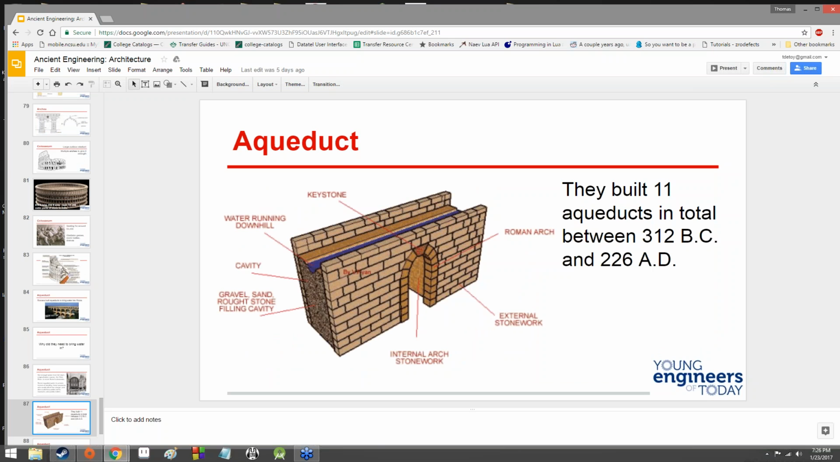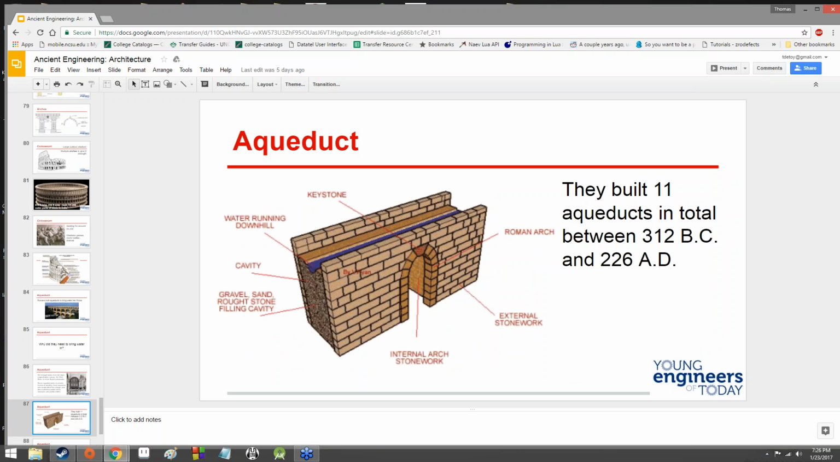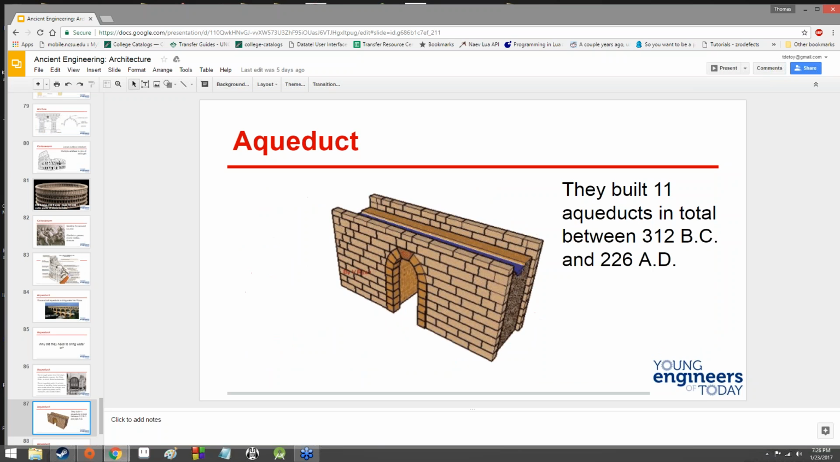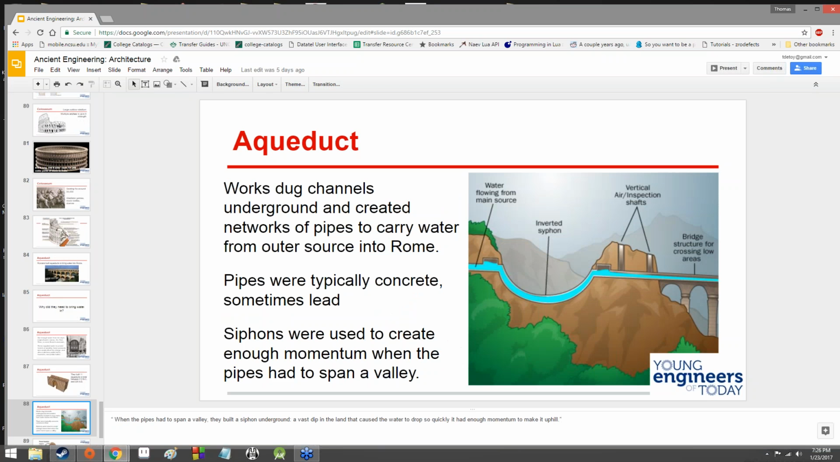So they built 11 aqueducts in total between 312 BC and 226 AD. You can see this nice little GIF here. Cavity, yep. Archways, everything ran downhill. Stonework, keystones, water. Yep, that's really fast to read. But yeah, so basically workers dug channels underground and created networks of pipe to carry water from the outer source of the Tiber into Rome. And the pipes were typically concrete, but sometimes they were lead. And then siphons were used to create enough momentum when the pipes had to span a valley.